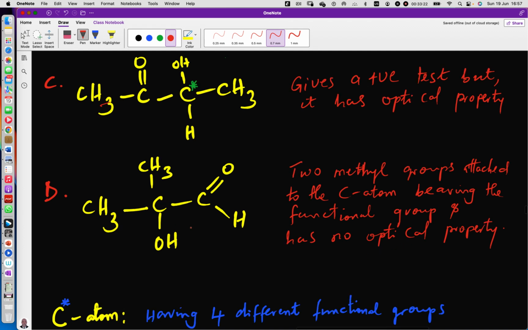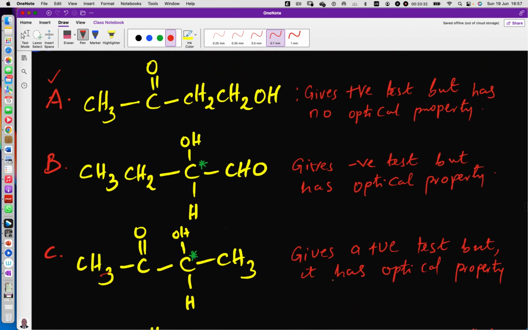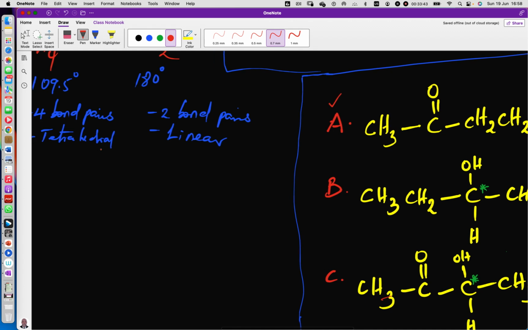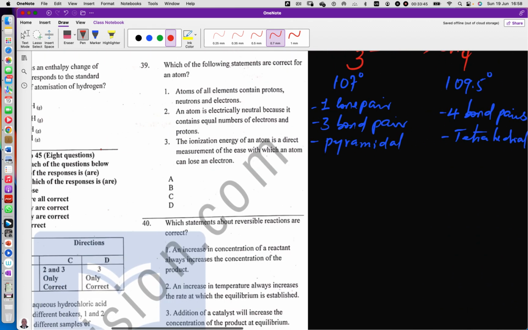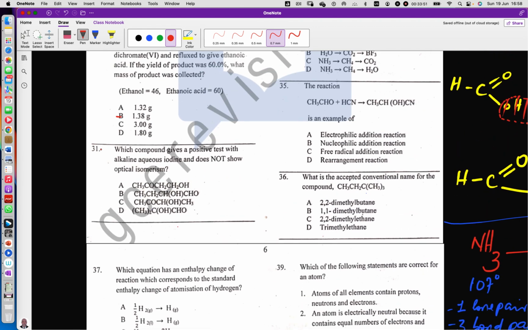The one with the asterisk shows a carbon atom having 4 different functional groups. So we conclude that only A can give a positive test and has no optical activity. So A is our answer for question number 31.